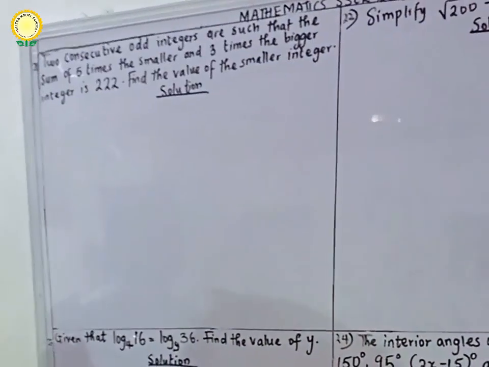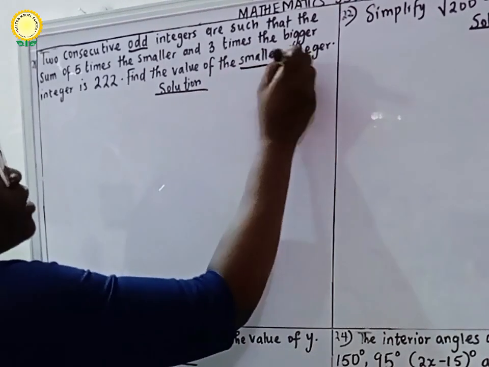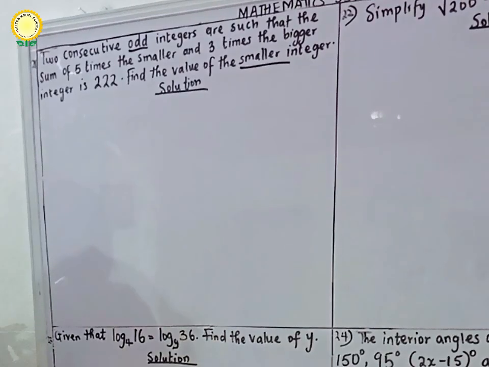Question 21. Two consecutive odd integers are such that the sum of 5 times the smaller and 3 times the bigger integer is 222. Find the value of the smaller integer. Take notes, this is what you are finding, the smaller integer. And also take notes that they are consecutive odd numbers.